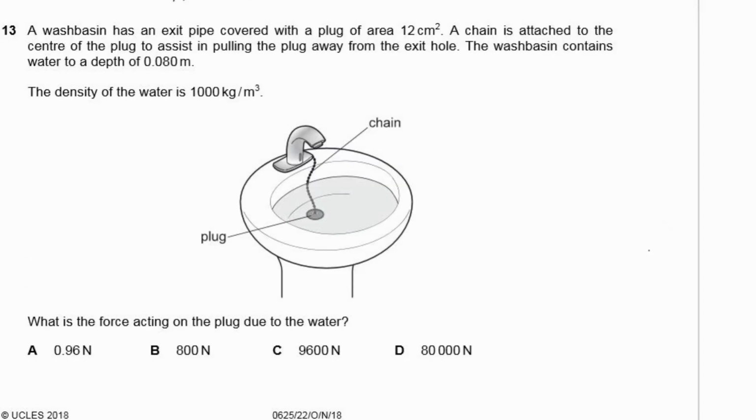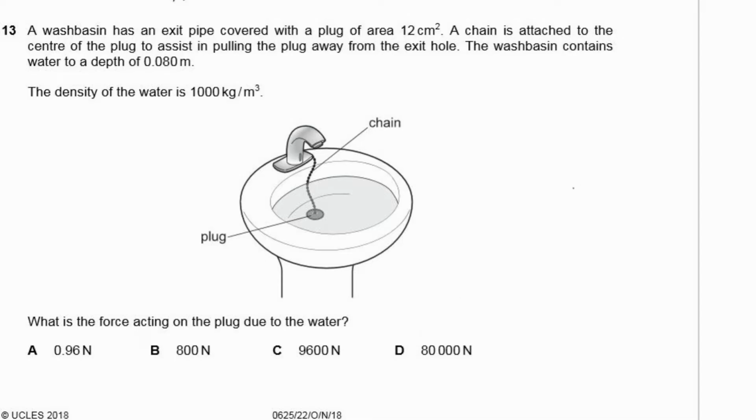Question 13. A wash basin has an exit pipe covered with a plug of area 12 centimeters squared. A chain is attached to the center of the plug to assist in pulling the plug away from the exit hole. The wash basin contains water to a depth of 0.08 meters. The density of water is 1,000 kilograms per meter cubed. What is the force acting on the plug due to the water?